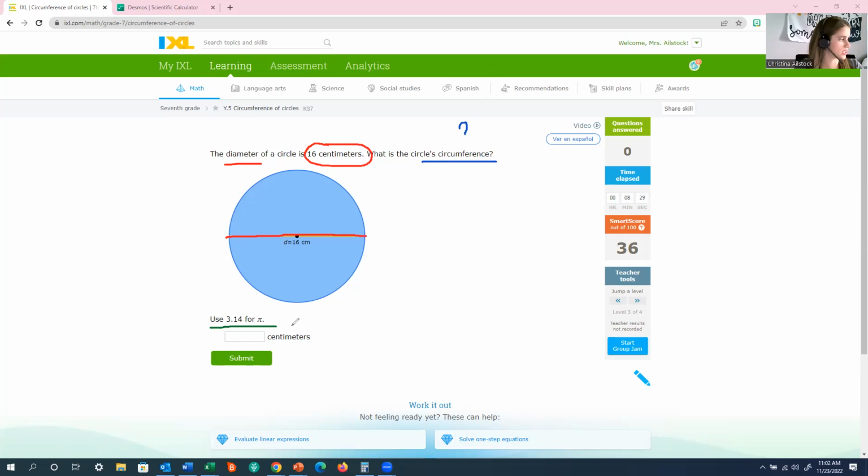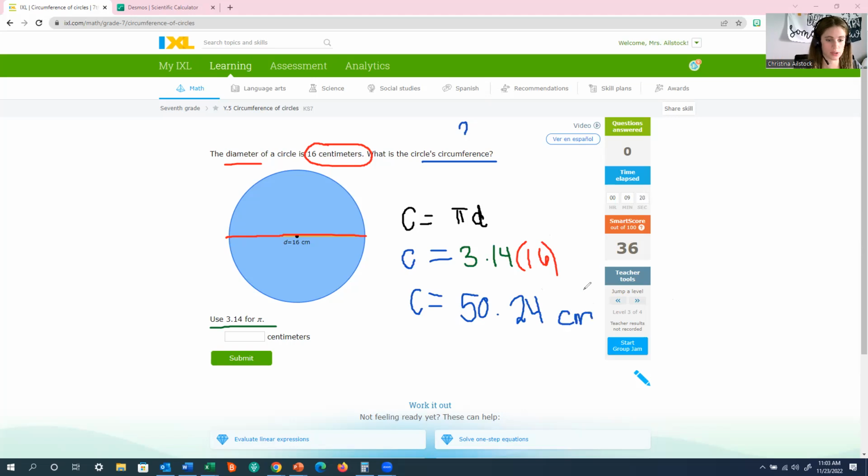And once again, we're going to use the approximation 3.14 for pi. So our formula when we're given diameter and we're trying to find the circumference is C equals pi times D. So our circumference, that stays a C, it's what we're trying to find. The symbol for pi is going to turn into a 3.14. And then our diameter in this case is 16 centimeters. And all we have to do is that one simple multiplication. So pull out your calculator, 3.14 times 16. And that gives us a circumference of 50 and 24 hundredths centimeters.